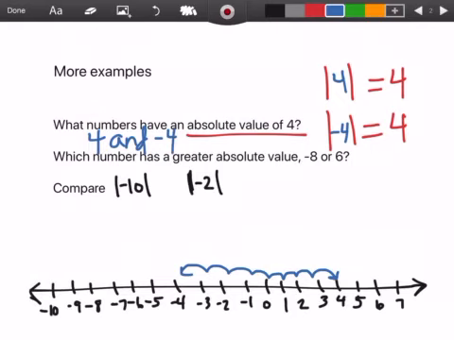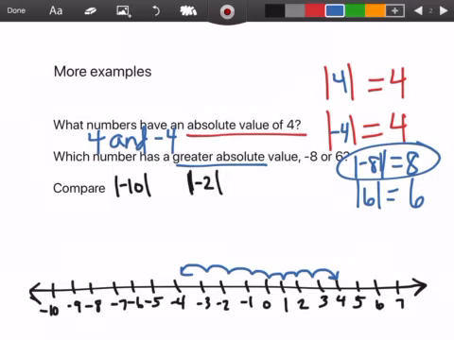It's pretty easy. Which number has a greater absolute value, negative 8 or 6? So it's saying, what's the absolute value of negative 8? How far is negative 8 from 0? 8 steps. What's the absolute value of 6? 6. Which one's greater? The absolute value of negative 8 is greater.